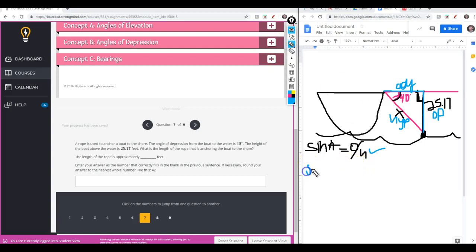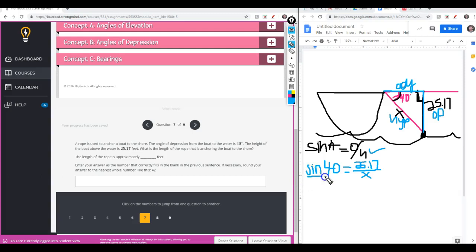So we have sine of our angle, which is 40 degrees. So sine of 40 degrees is equal to the opposite, which is 25.17, divided by our hypotenuse, which is x. Now, since x is in the denominator, it's the one that's actually dividing this 25.17. So I want to flip it. I want it to be in the numerator because it's easier for me to work with. So we're going to use the reciprocal rule again.